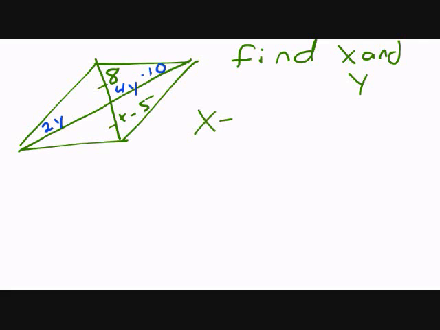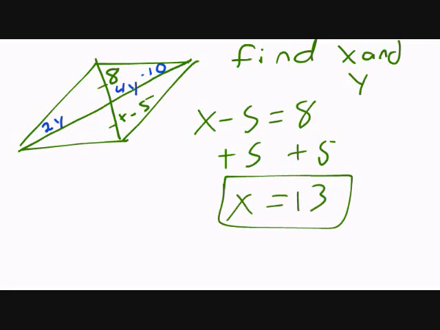This means that x minus 5 is equal to 8. We can solve for x by adding 5 to both sides, giving us x is equal to 13, and we've solved for x. Good news is 2y and 4y minus 10 follows the same pattern.